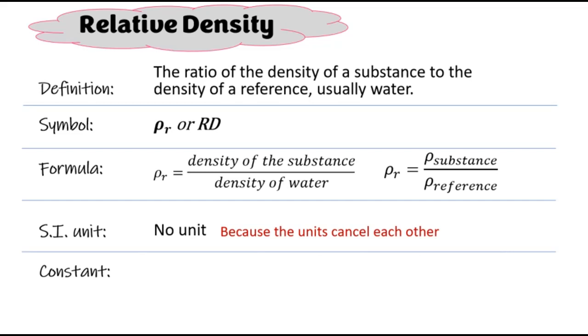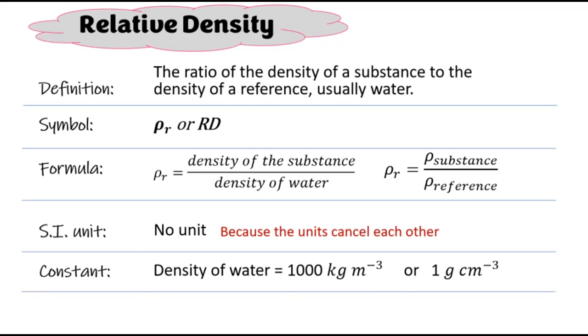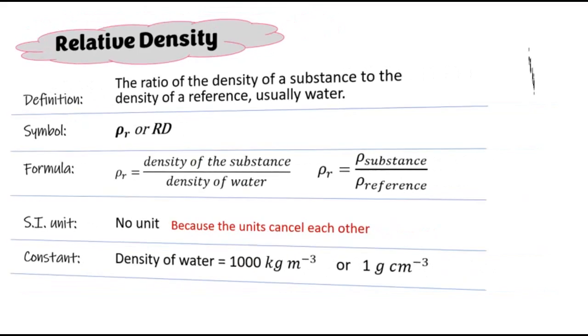And a constant that you need to bear in mind when we're dealing with questions of density or relative density is the density of water. And like I said, that's usually the reference. So the density of water is 1,000 kilograms per cubic meter, or 1 gram per cubic centimeter. Okay? So now let's look at the application of relative density.